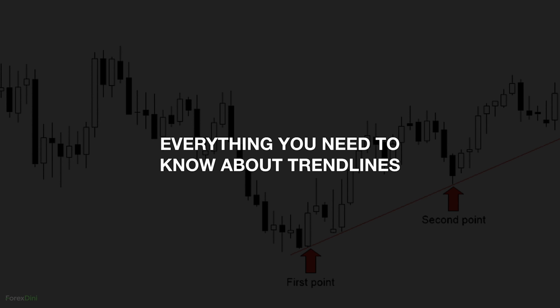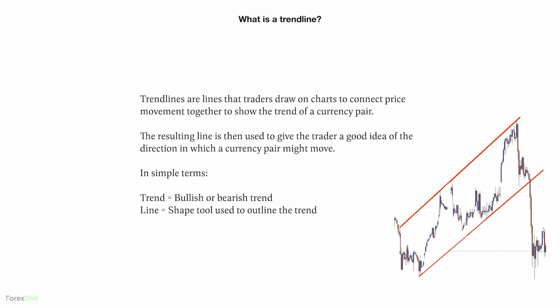Everything you need to know about trend lines. What is a trend line? Trend lines are lines that traders draw on charts to connect price movement together to show the trend of a currency pair. The resulting line is then used to give the trader a good idea of the direction in which a currency pair might move. In simple terms, trend equals bullish or bearish trend, line equals shape tool used to outline the trend.